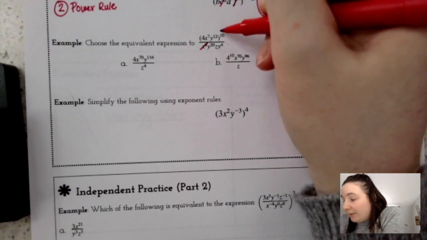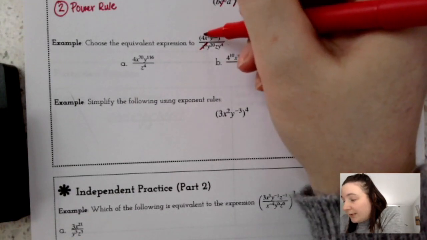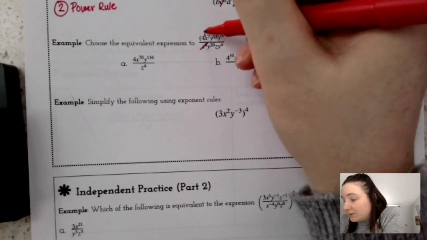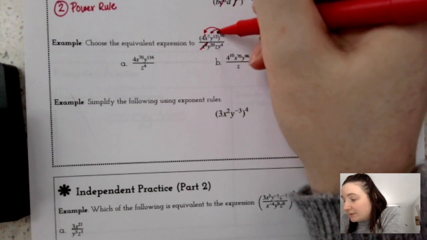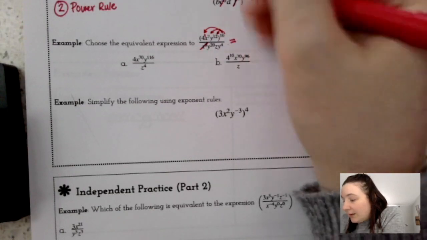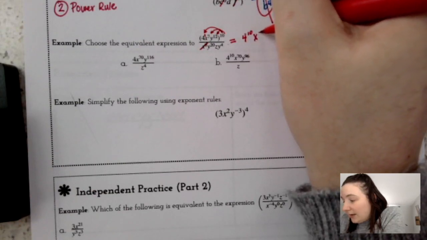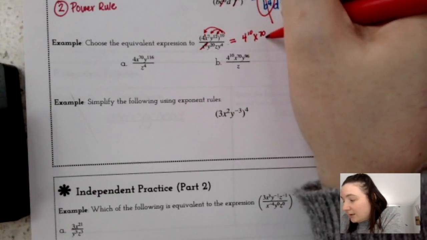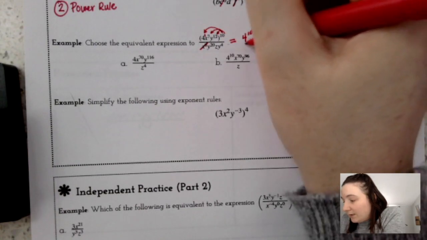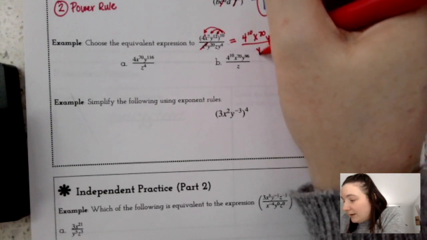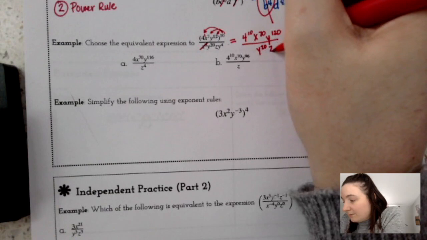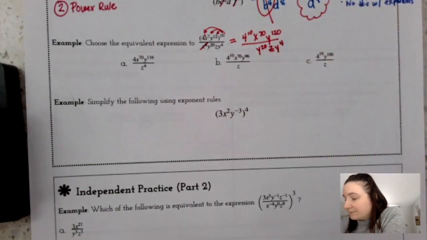Then do the power rule. So I'm going to distribute, and don't forget your 4 to the 1. So we're going to distribute 3 times, and we get 4 to the 10th, x to the 70th, and y to the 120. And then the bottom stays the same.